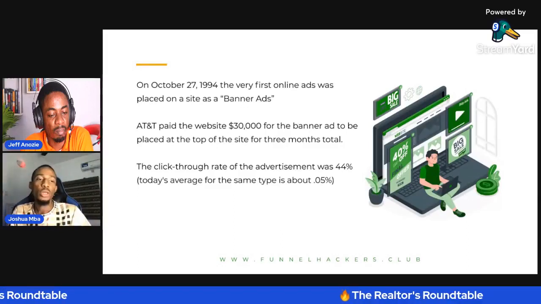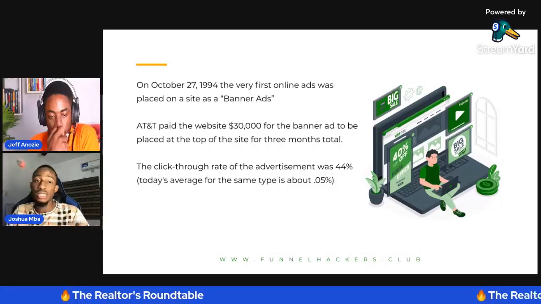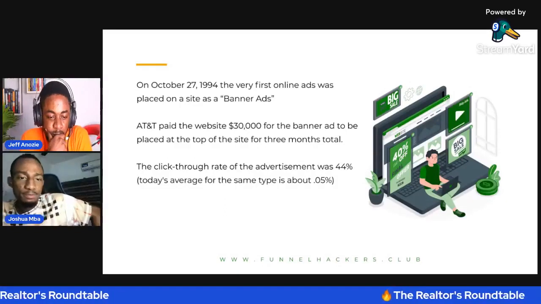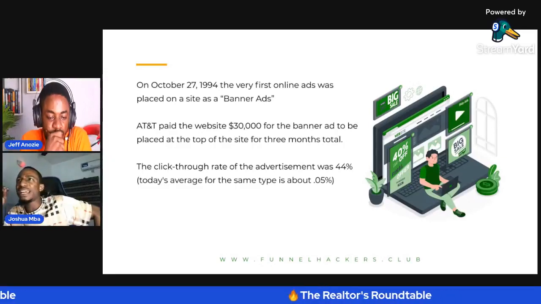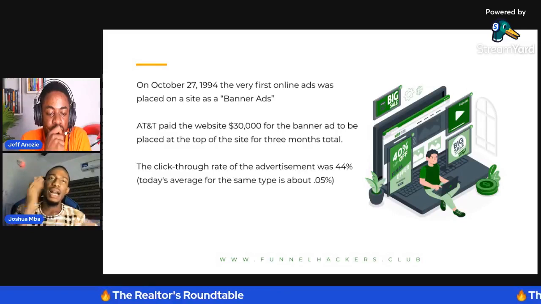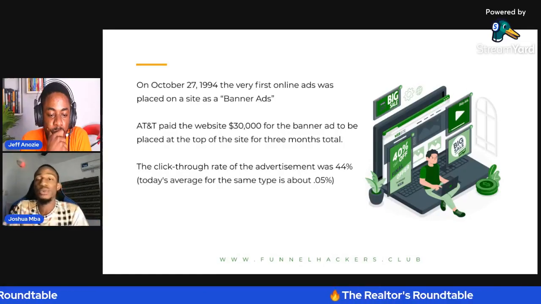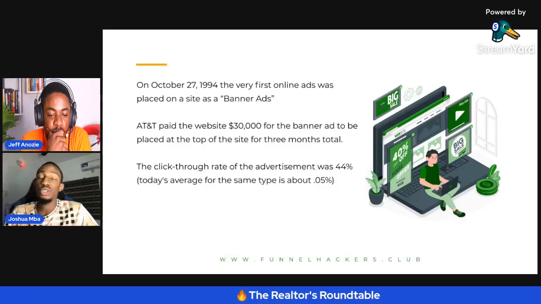Somewhere, right? Okay, good. So let's talk about marketing online, because we are going to really start diving into marketing online, which is the core of funnels, right? And so let's talk about the very first time ads were mentioned. When was the first time that ads were used online? It was in 1994. That's the best we can trace back from history. It was on 27th October.